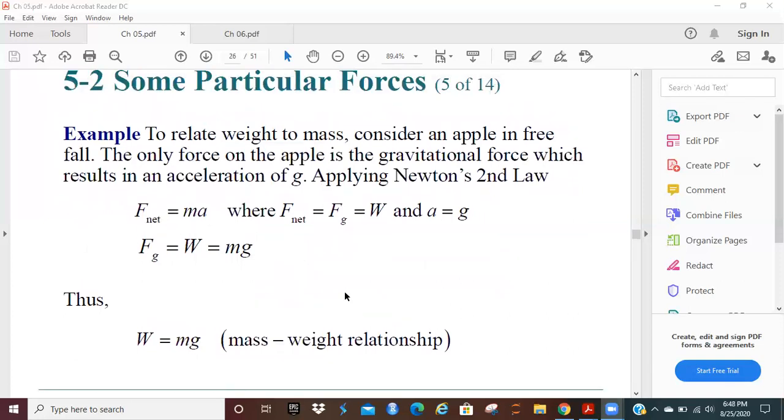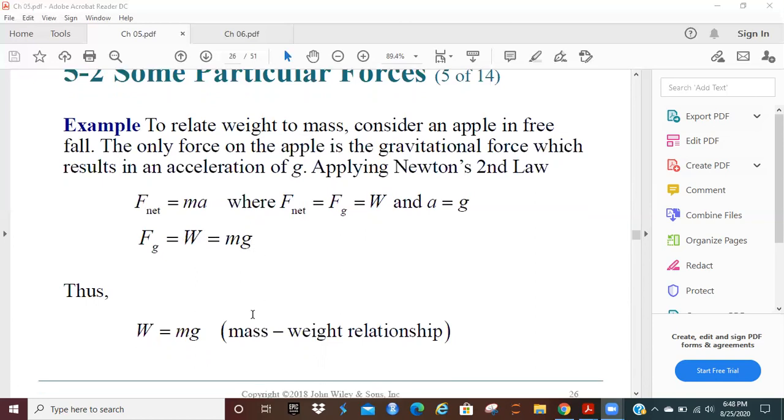To relate weight to mass, consider an apple in free fall. The only force on the apple is the gravitational force, and that results in an acceleration of g. If you apply Newton's second law, the net force is equal to mass times acceleration. In this case, the acceleration is the acceleration due to gravity, and the force is the weight. So the force of gravity is equal to the weight, which is equal to mg. In other words, the weight is equal to mass times gravity.